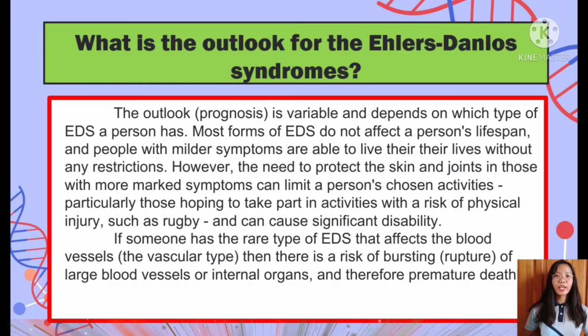What is the outlook for the Ehlers-Danlos syndromes? The outlook or prognosis is variable and depends on which type of EDS a person has. Most forms of EDS do not affect a person's lifespan, and people with milder symptoms are able to live their lives. However, the need to protect the skin and joints in those with more marked symptoms can limit a person's chosen activities, particularly those hoping to take part in activities with a risk of physical injury, such as rugby, and can cause significant disability.